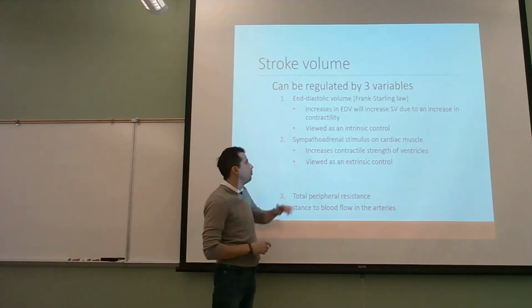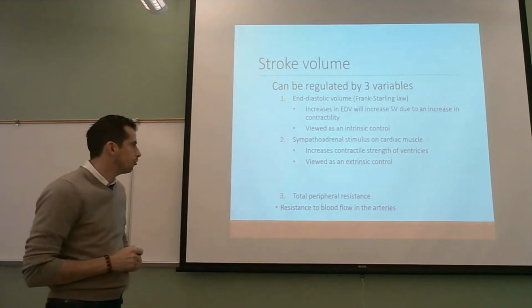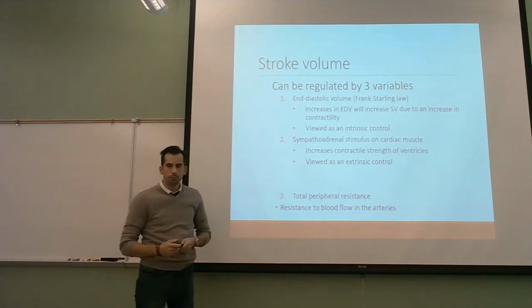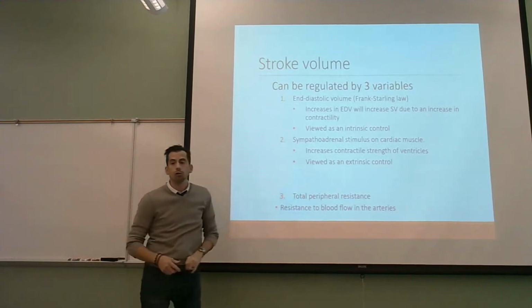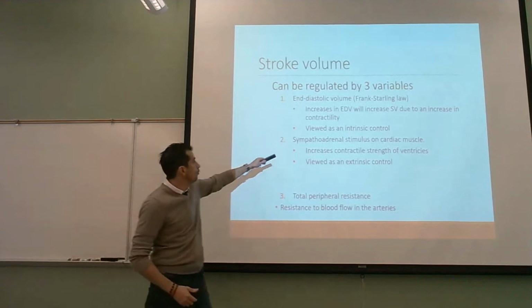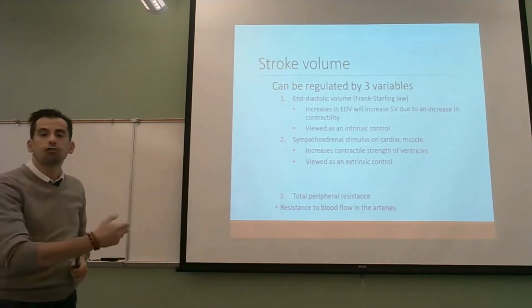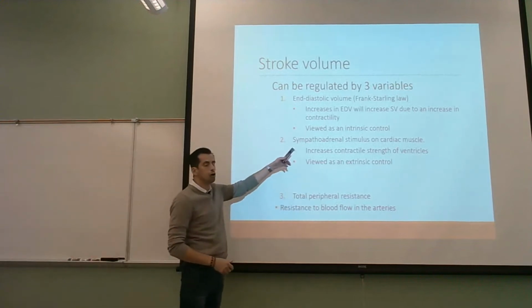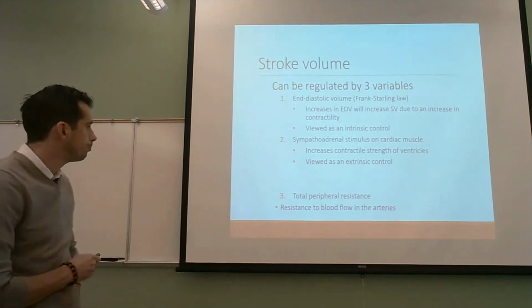The sympathico-adrenal stimulus on the cardiac muscle increases stroke volume, gives us a stronger contraction strength. This is going to be viewed as an extrinsic control. And then finally, I left a little space here, resistance works against those two. Both of these phenomena act to increase that cardiac function, increase the stroke volume. The resistance, however, is something that has to be overcome with increased contraction strength of the ventricles.